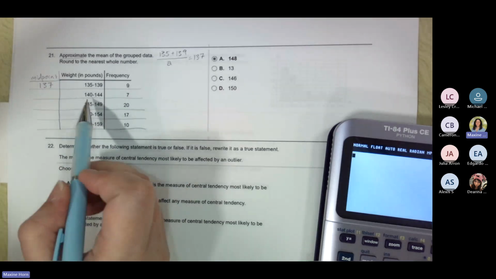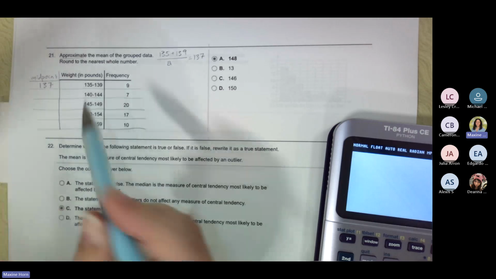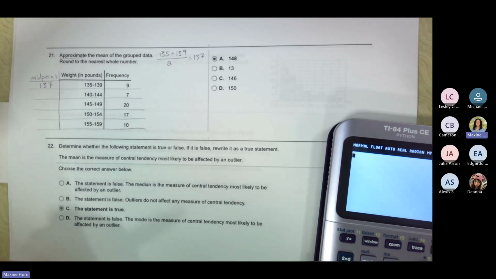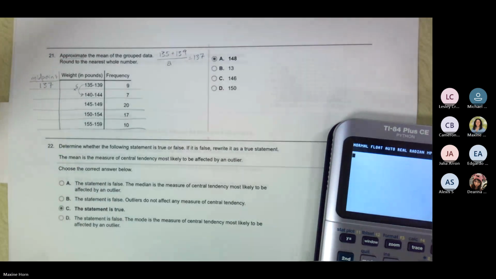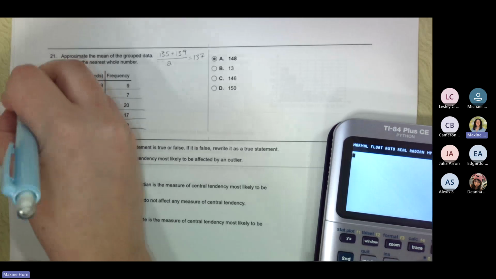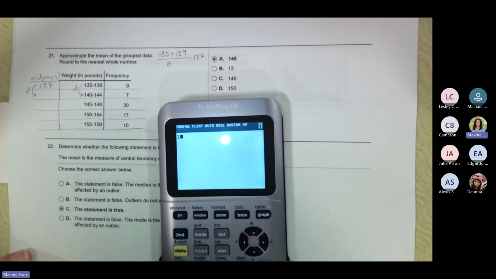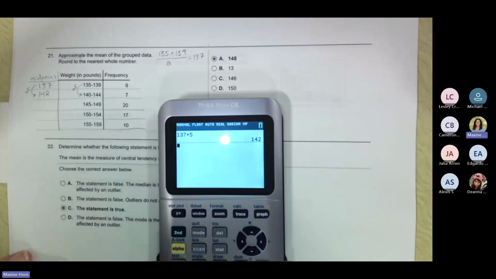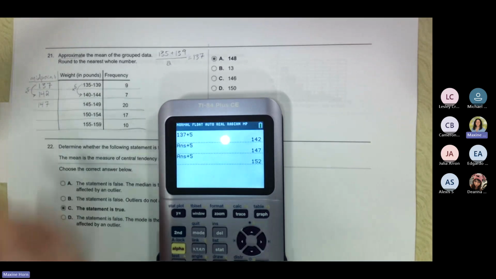As we did with several other problems, I can either add the limits together and divide by 2 to get each new midpoint, or if I find my class width, I can just add that to every midpoint. So let's find the class width. What did I have to add to 135 to get to 140? I had to add 5. So that's what I'm going to add to every midpoint to get the next midpoint. In the calculator, I have 137, and I'm going to do plus 5, and then plus 5, and then plus 5.